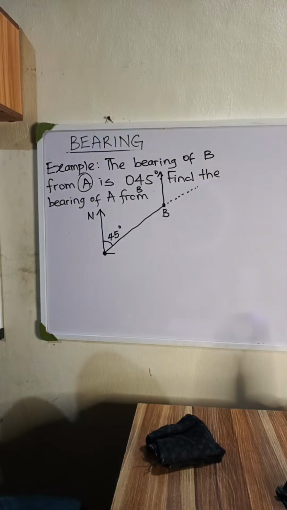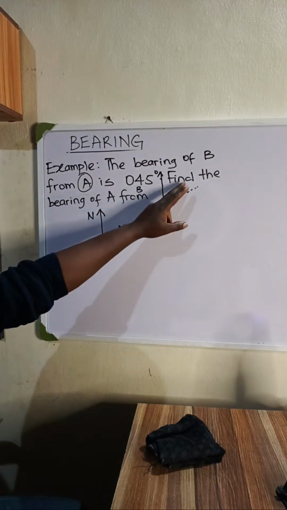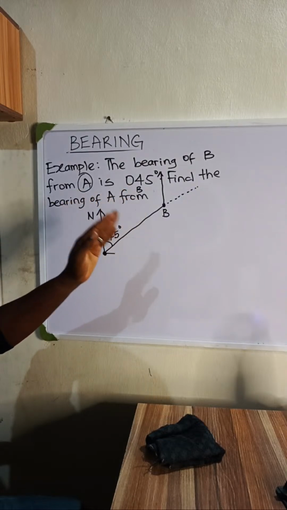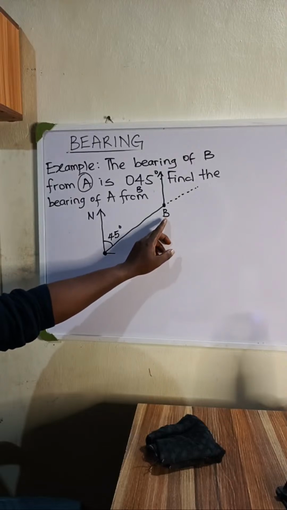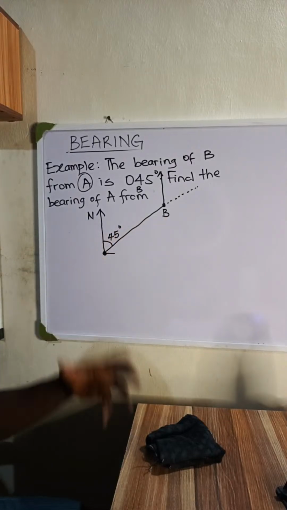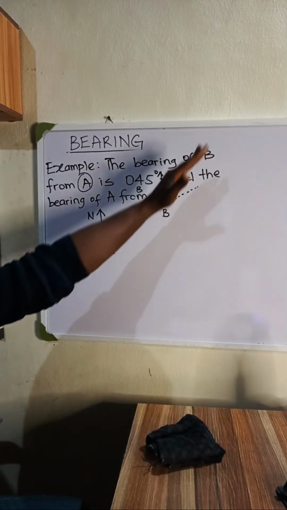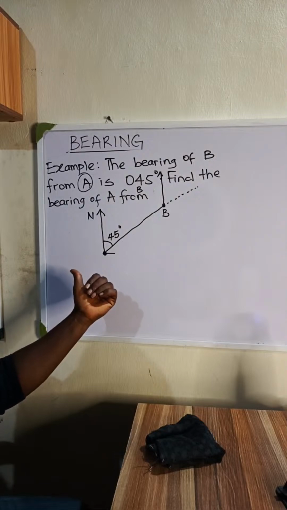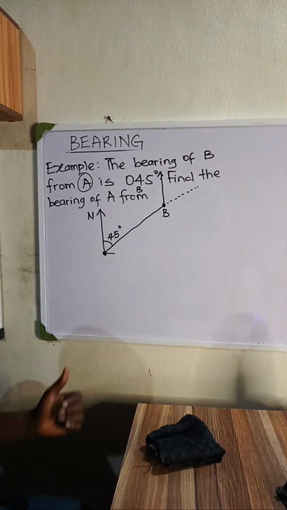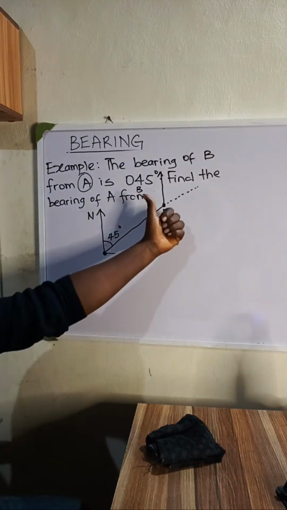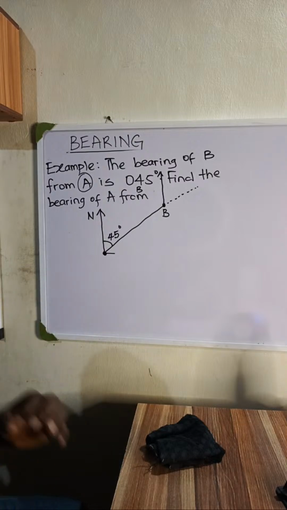So the question is, find the bearing of A from B. Find the bearing of A from B means you've gotten to B and you want to come back to A. What will be the direction? Will you continue moving on this straight line? If you continue moving on that straight line, you will never come back to A, right? So if you continue moving in this direction, you will never come back to A. That means you need to walk in the opposite direction. The question is, what is that direction? What is the bearing of your new journey?